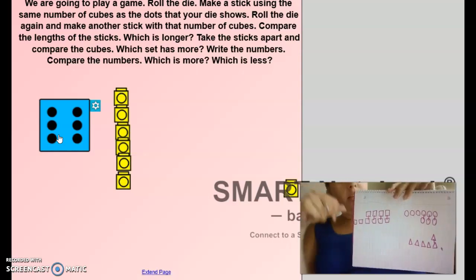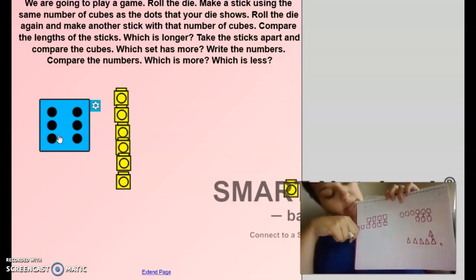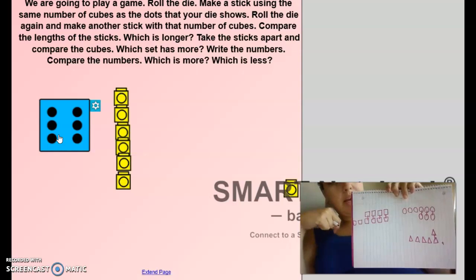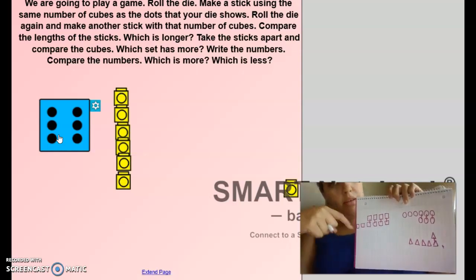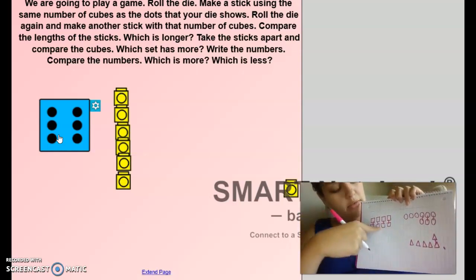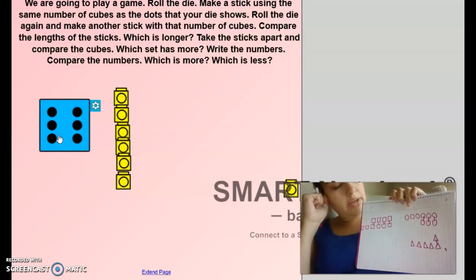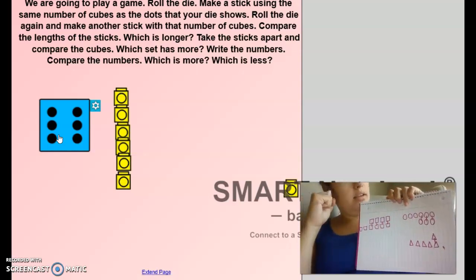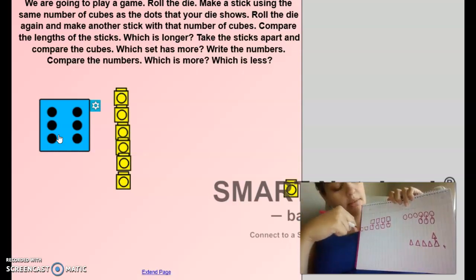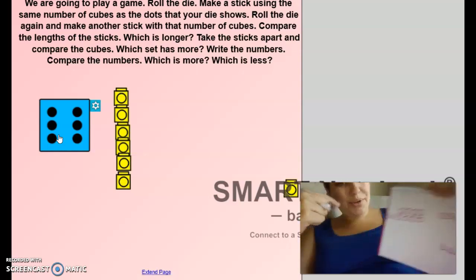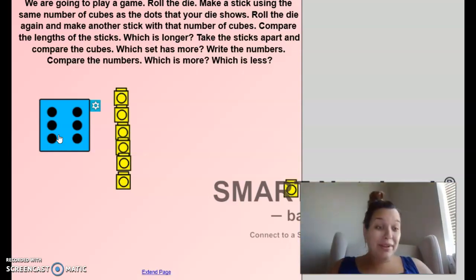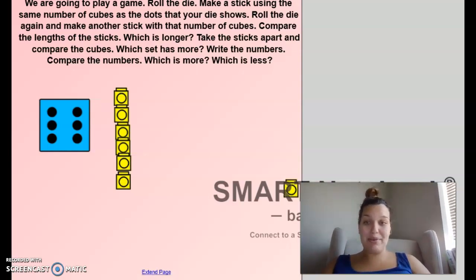2, 3, 4. Which row has more, my top row or my bottom row? My bottom row has more squares. How many more squares are in the bottom row? 1, 2. Very, very good. I am so proud of you.